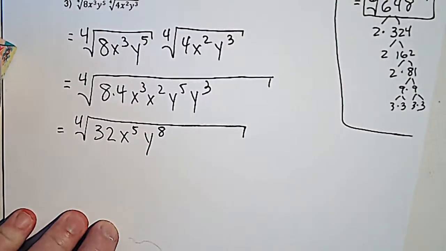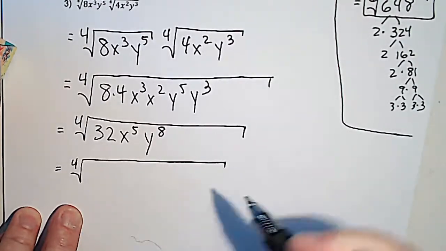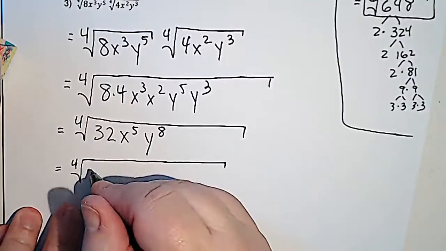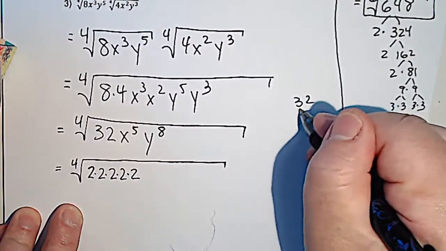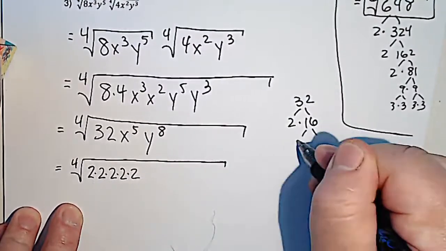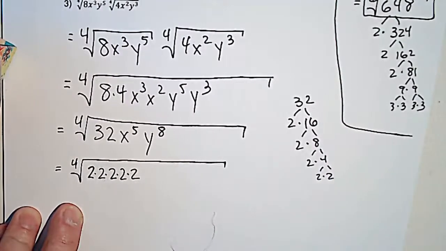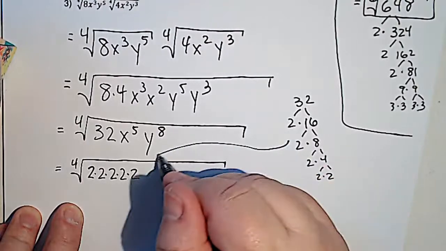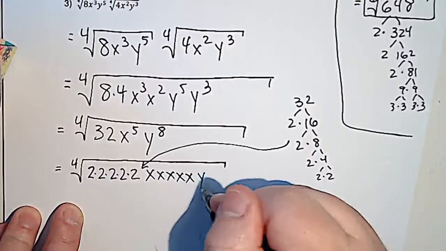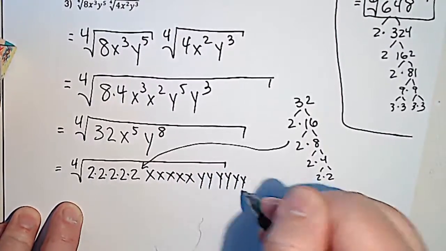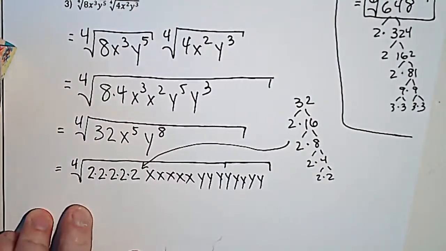So these numbers aren't too big. I'm going to go ahead and use bear math. I happen to know that 32 is 2 to the 5th. Now, if you don't know this, you could very easily do a 2 times 16, 2 times 8, 2 times 4, 2 times 2, right? So you could get that 32 is 2 to the 5th. I've got 5 x's and I've got 8 y's. 4, 5, 6, 7, 8.